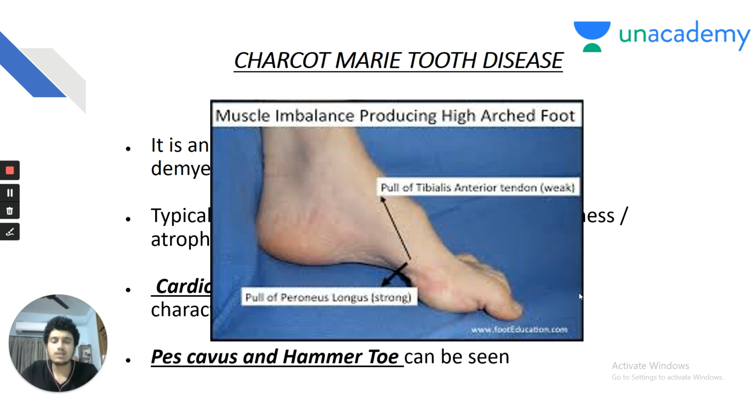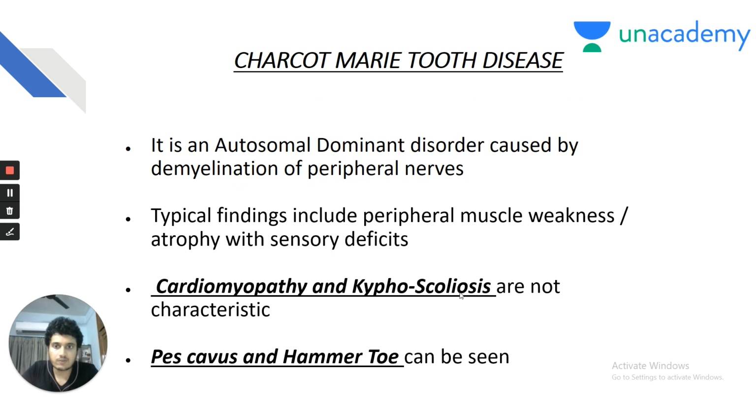So this is the classical clinical snippet demonstrating Charcot-Marie-Tooth disease. There is muscle imbalance producing high arch foot or pes cavus, and there is disproportionate pull on the muscles, causing weak pull of the tibialis anterior muscle and strong pull of the peroneus longus, leading to hammer toe. This is the hammer toe in Charcot-Marie-Tooth disease, and this is the pes cavus which is being demonstrated in the disease. So this is an important clinical snippet, my dear friends.